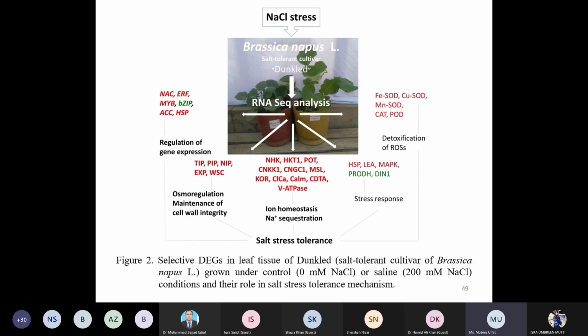Then these are different classes of transporters I have mentioned in previous slides. They included sodium hydrogen potassium exchangers and the HKT1 potassium transporter. Then different calmodulins, and ATPases. They are all meant for ion homeostasis, or balancing the ions in and out of the cell, or also sodium sequestration. Then the HSPs, LEA, MAPK, PRO, DH, and DI are different proteins well documented to have specific roles in stress response. And the other category I isolated were different types of superoxide dismutases, SODs, PODs and CATs. They are meant for the detoxification of different reactive oxygen species, or the ions or radicals, that are associated with any kind of stress other than even salinity stress.